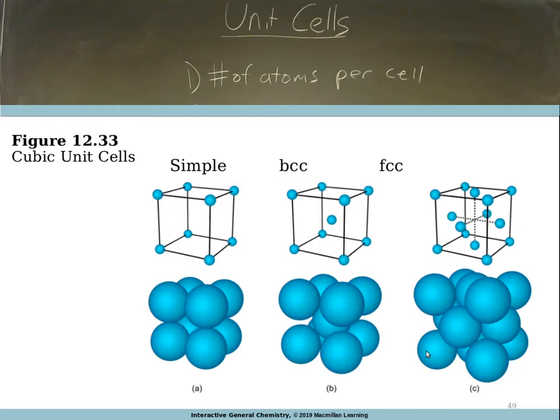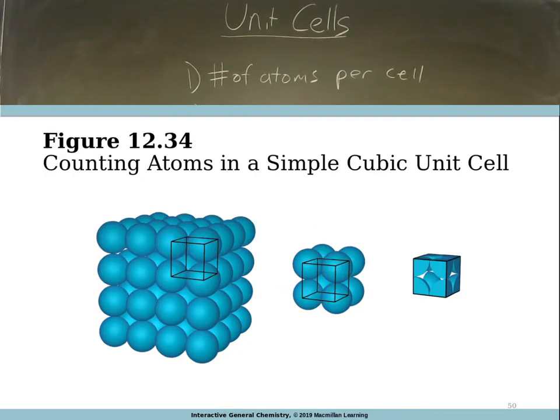So let's look at these a little bit closer, and these figures are a bit misleading because remember your unit cells are actually going to cut through the center of the atoms, center to center. And that means that when we look at the simple cubic unit cell, it really looks more like this one on the right. Now I'm going to try to use my, oh, hold on a sec.